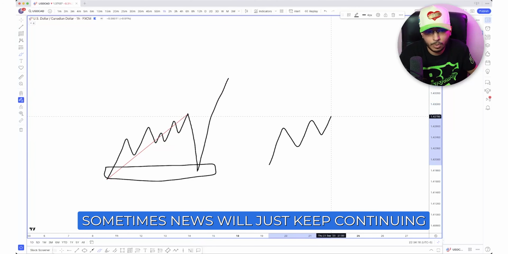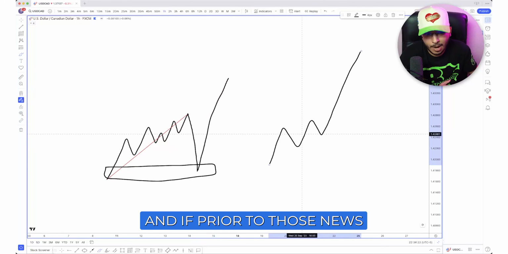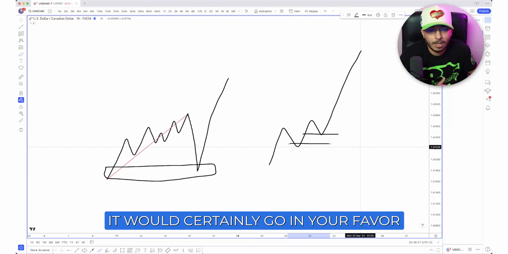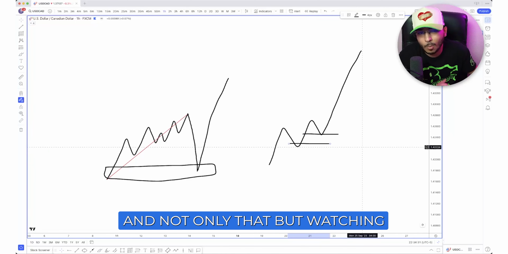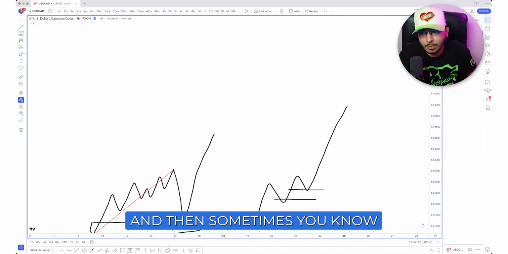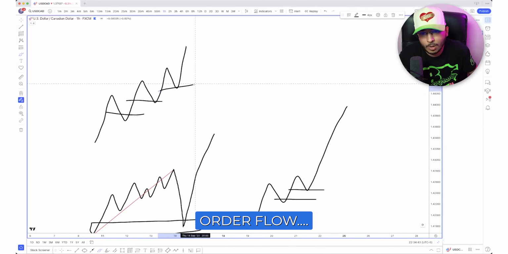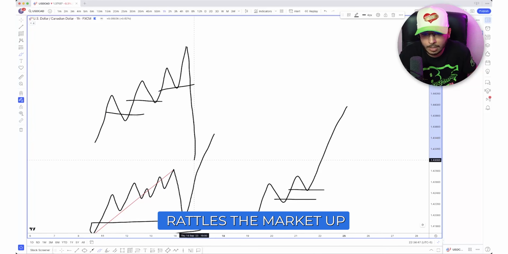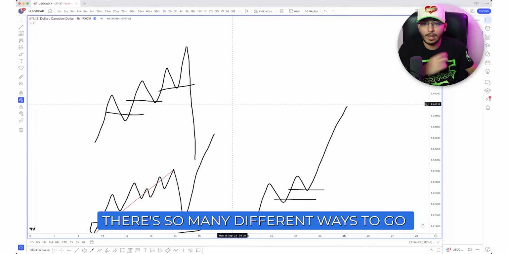Sometimes news will just keep continuing in the direction you're going in, and if prior to those news events you're in trades and you're holding those moves for continuations, it potentially goes in your favor. That's where the correlations with understanding the averages, and not only that, but watching and listening to these news events is super critical. And then sometimes, price is bullish, we have good order flow, and then the news comes out and just boom, it shakes the market, rattles the market up, and then it changes the overall directional bias for the rest of the week. There's so many different ways to go about it.